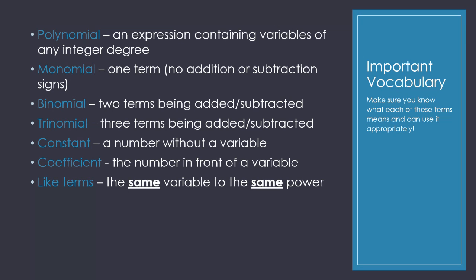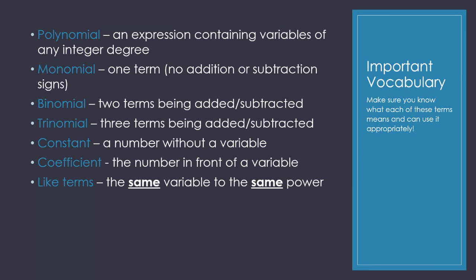A trinomial then is three terms. So 2x squared plus 5x plus 9. And you can kind of see it keeps going. We only have terms for monomial, binomial, and trinomial. From there on out, it's just a polynomial. A constant is a specific type of term that has no variable. So it's just a number by itself. So 5, 7, 13, etc.